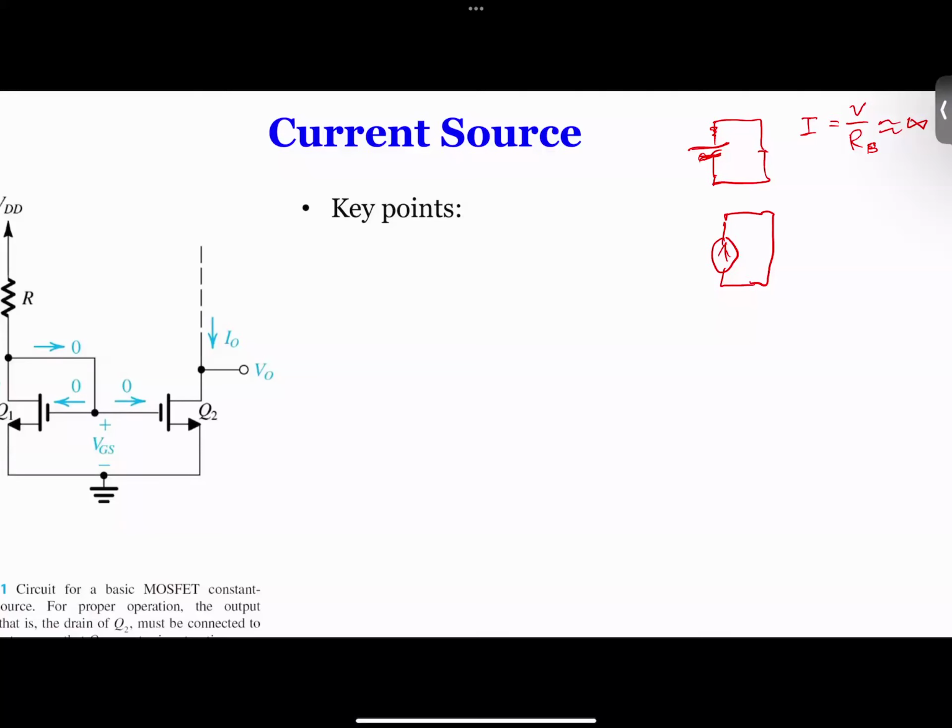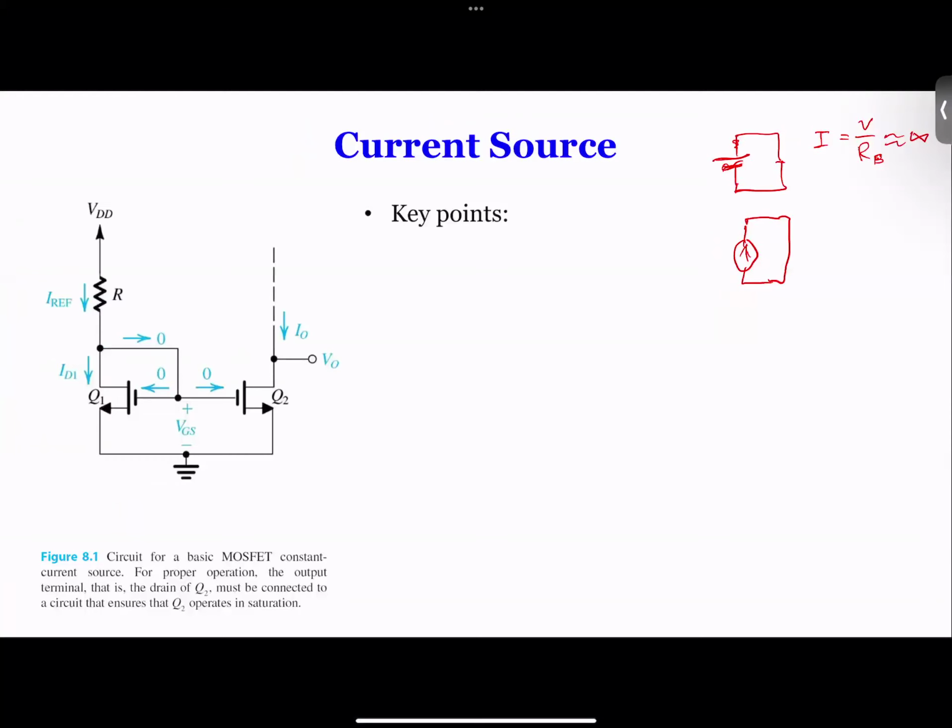In real life you have resistance and it will consume some power, but the ideal source is okay. To build a current source, we can use either BJT or MOSFET. We'll look at both. The way to build a current source is to have two MOSFETs or two BJTs back to back, and back to back means they're going to share their gate.